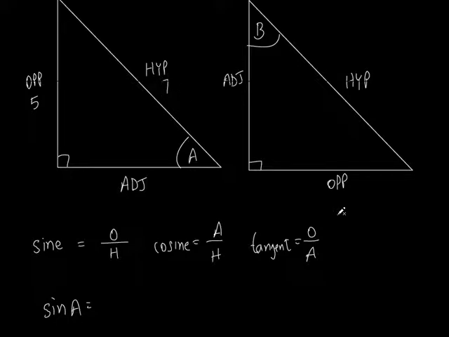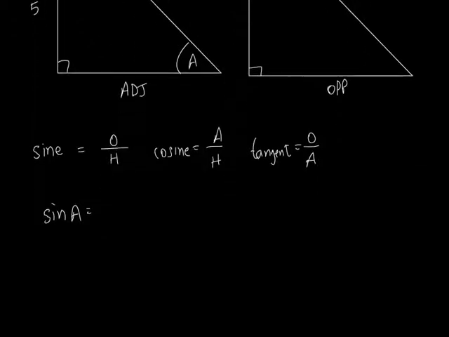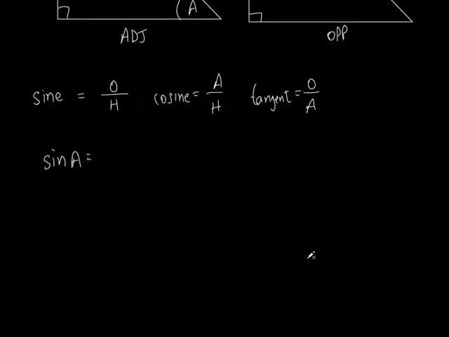So the sine is always the opposite over the hypotenuse? That's correct. The sine is always the opposite side divided by the hypotenuse. That's what I meant when I said, does it have to be that way? For right now, yes. There are other ones, but I'm not going to worry about them.